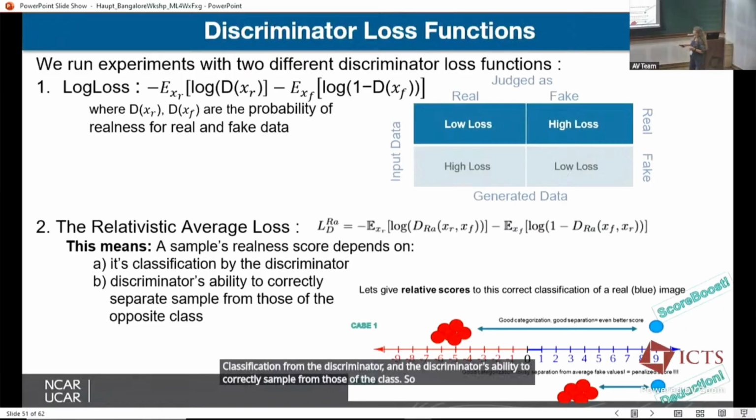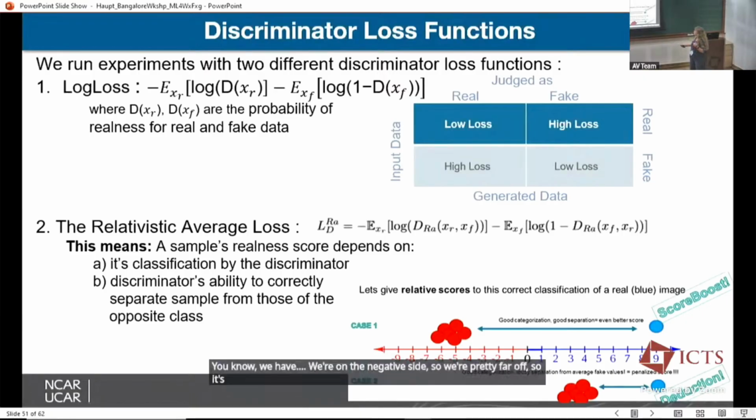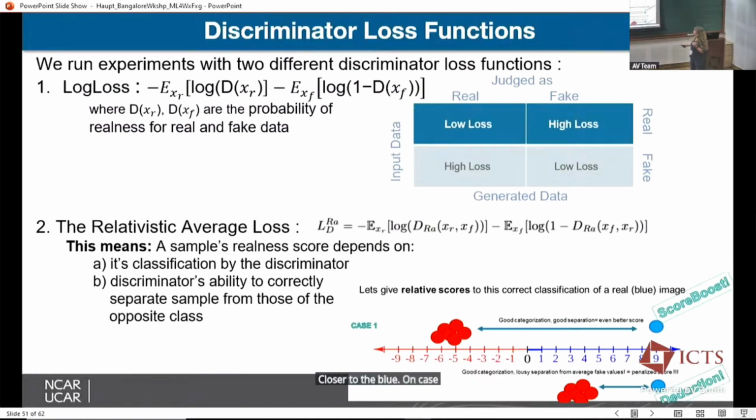So in case 1 here, we're on the negative side, so we're pretty far off. So it's going to try to push it closer to the blue. On case 2, it has a good categorization. It's on the positive part of the axis, but it still is not as good as it should be. So again, it pushes it from the deduction.